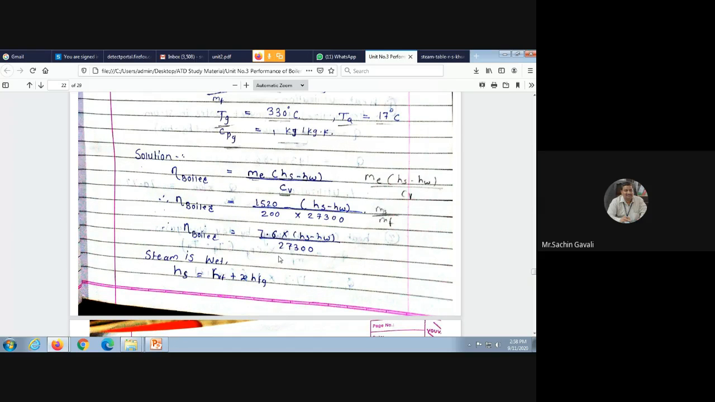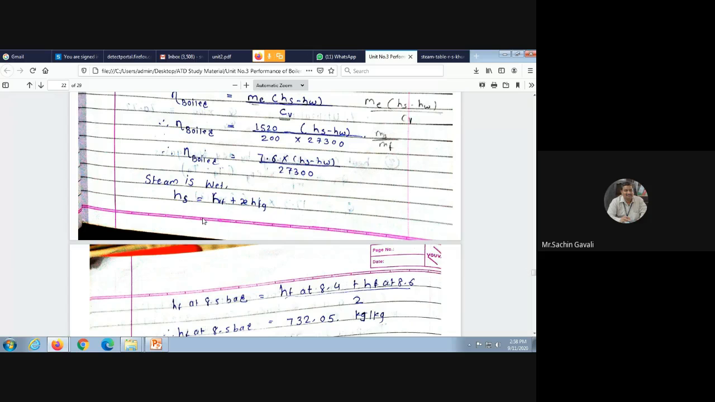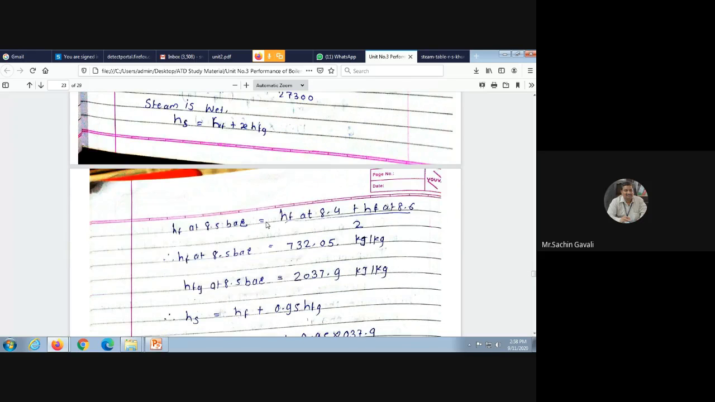Still we have calculated the efficiency, me into bracket hs minus hw. Okay, then eta boiler, m is me into this formula she has used. Okay, 7.6 into hs minus hw divided by 27300, and we are getting hs is equal to hf plus x hfg, hf at 8.5 bar, hf at 4 bar plus hf at 6 divided by 2.